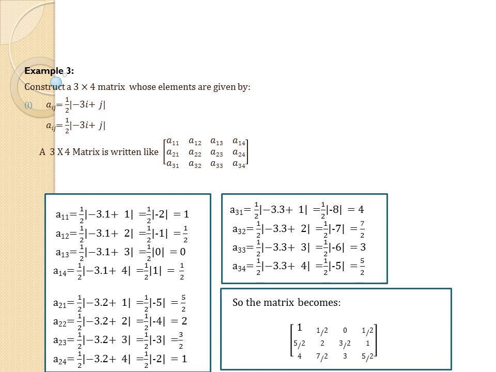So now I have got the values of a11 to a34, and I will just put the values to get the matrix. a11 means 1, so I am putting this 1 over here. Next is a12, that is half, so I am putting half over here. In this way the entire matrix is formed. I hope this is clear. Next, let's go to the next problem.